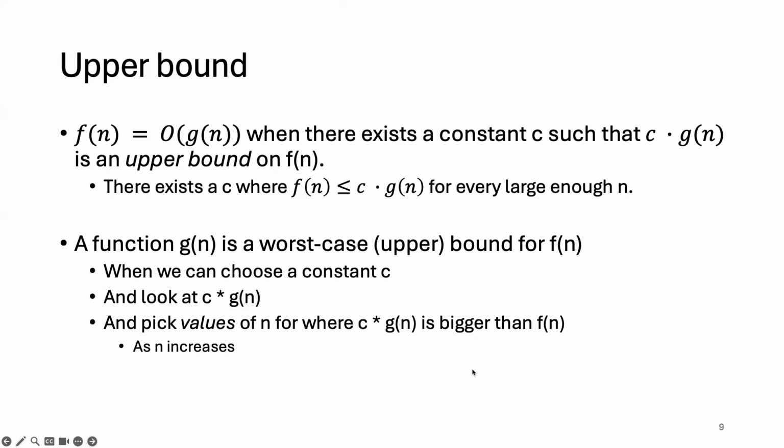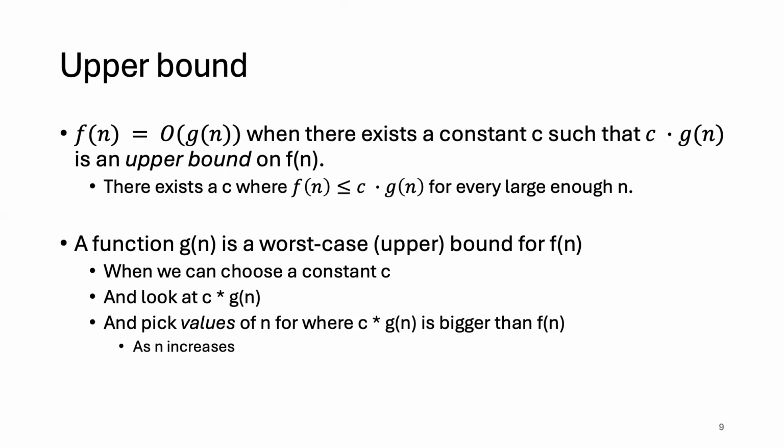So now we're going to look at the math definitions, and it's going to hurt your brain a little bit. I'm sorry in advance. Up on the top is the definition from the textbook, and on the bottom is my rephrasing of it. So we say that O of g of n is a worst case bound on f of n when there exists a constant c such that c times g of n is an upper bound on f of n.